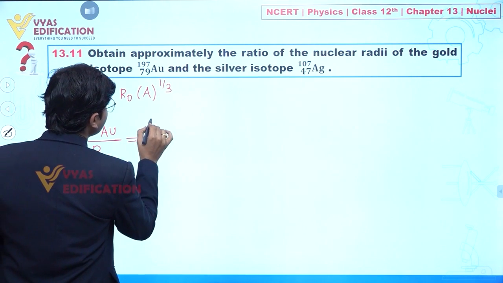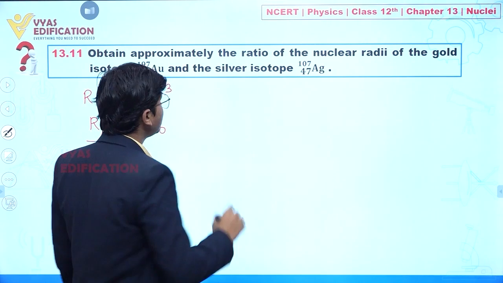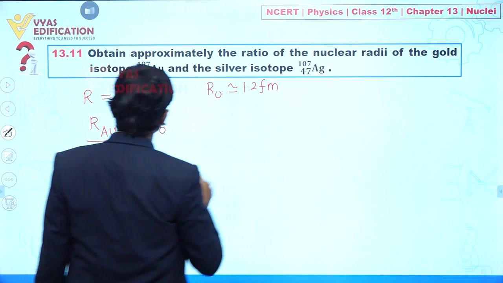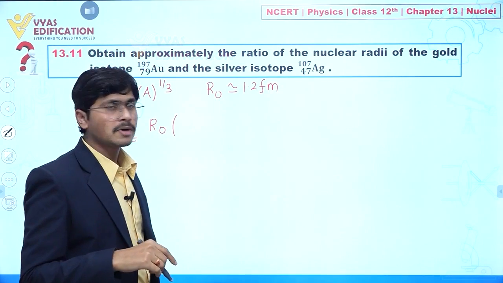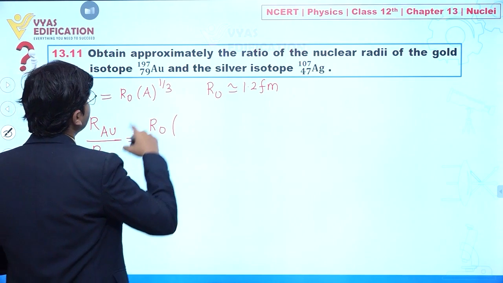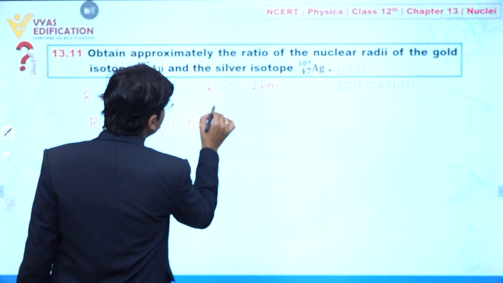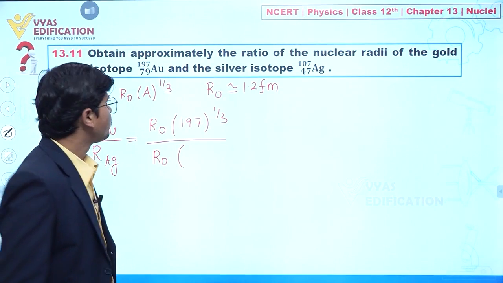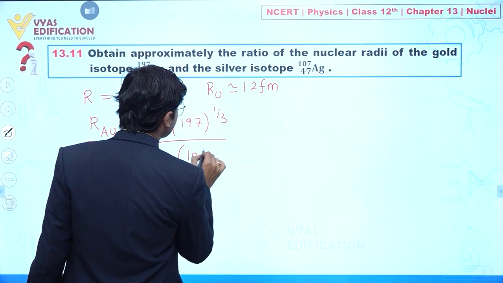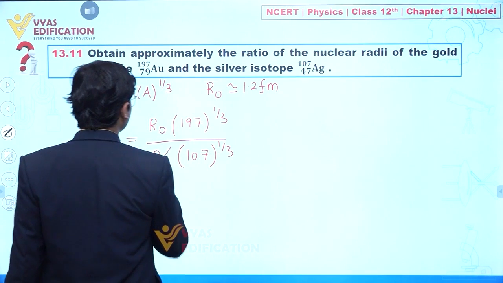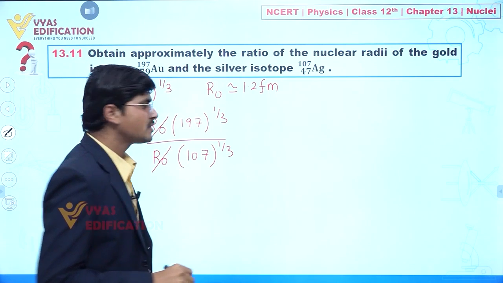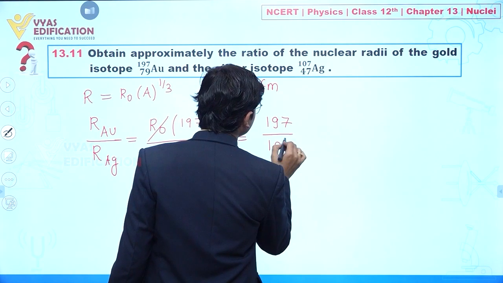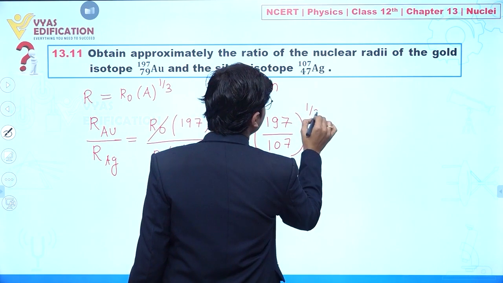So from that, this R naught value is a constant, and R naught is near about 1.2. Now what about the mass number? Mass number of gold is 197, and its power is 1 by 3, divided by R naught. Now what is the mass number for silver? For silver we have 107 to the power 1 by 3. So R naught and R naught cancel out, and this is equal to 197 divided by 107, to the power 1 by 3.